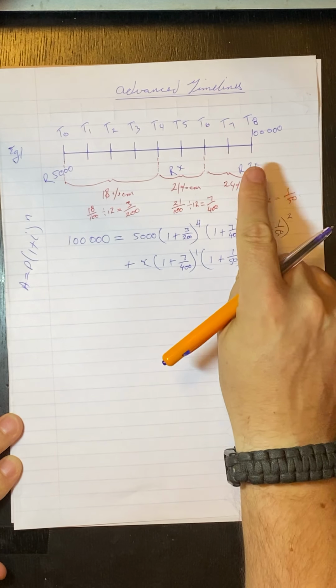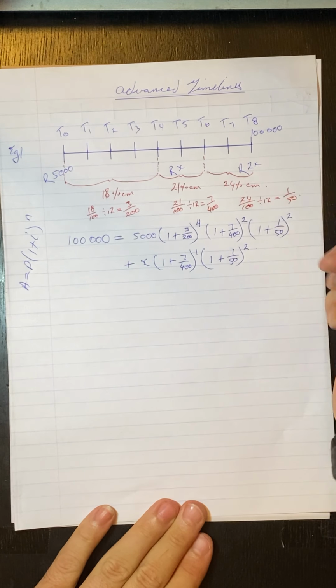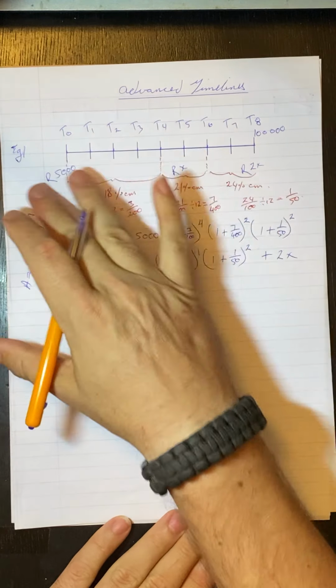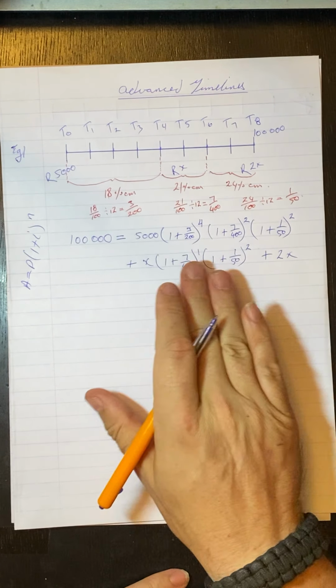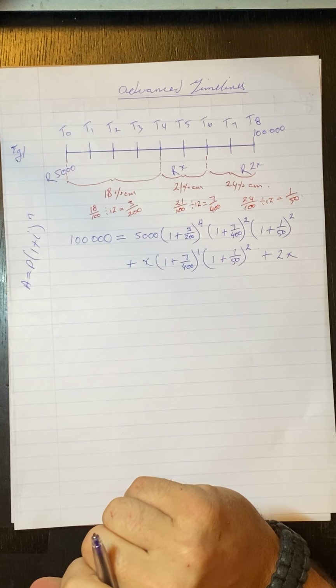Okay. Then this 2x right at the end doesn't get any interest because it's right at the end of this scenario. So there is no interest for it. And that is where the advanced part comes in. So just make sure you know how to do that.